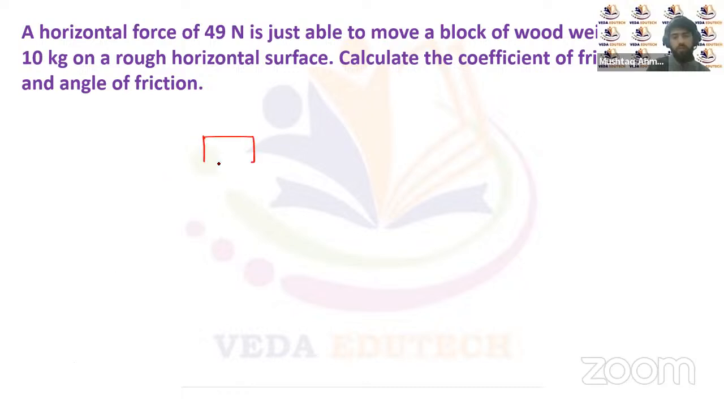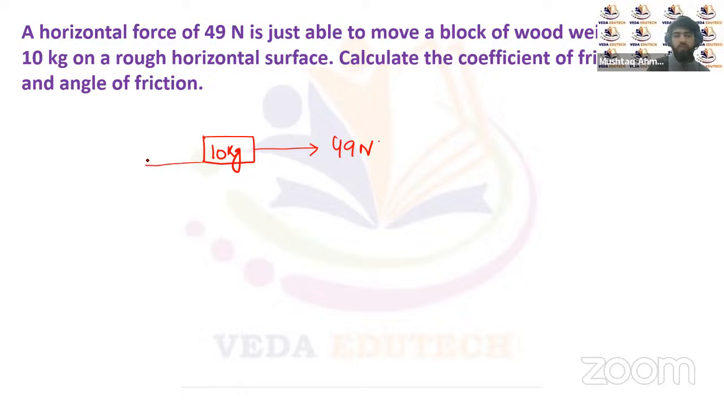This is the block, right? And the block is of mass 10 kg. A horizontal force acts on this block that's equal to 49 newtons. 49 newtons is just able to move a block weighing 10 kg on a rough horizontal surface.